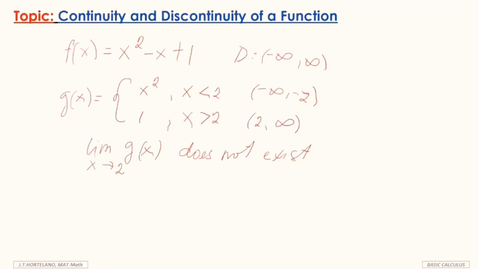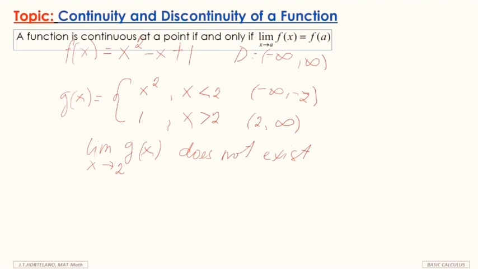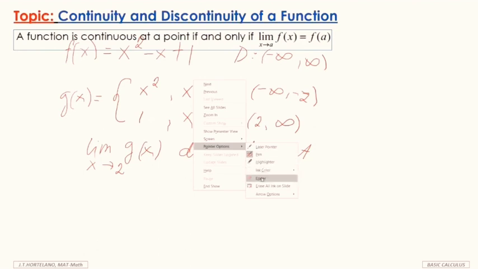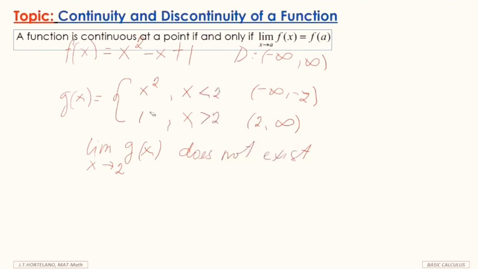So, by definition, I'm going to erase this first. So, palitan muna natin. Erase ko muna ito lahat. Yan, tanggalin muna natin yan.